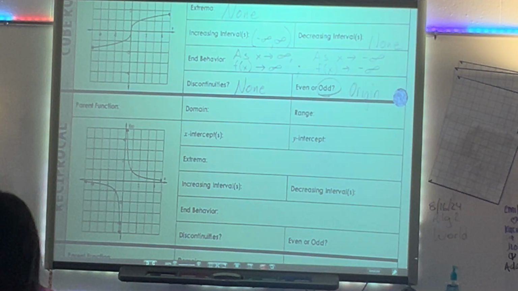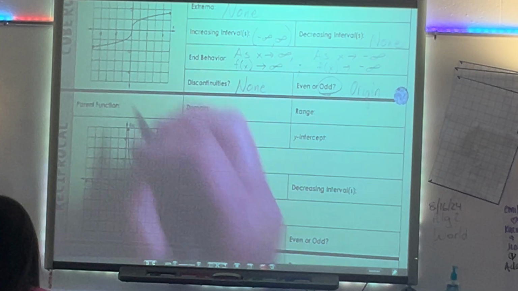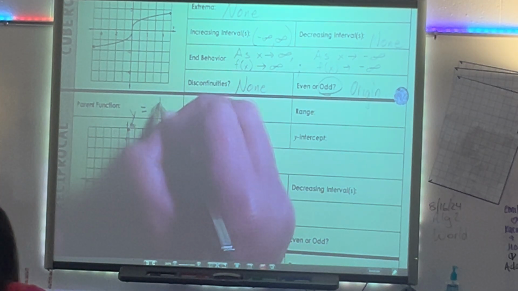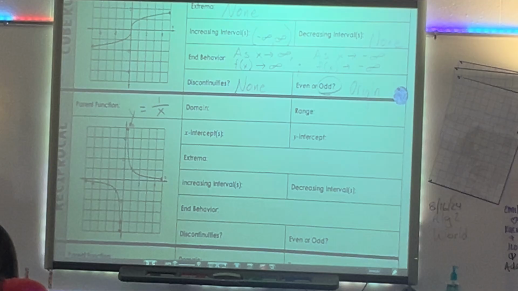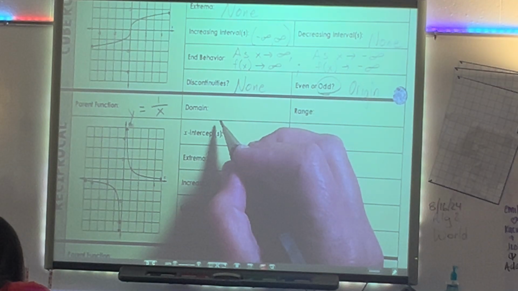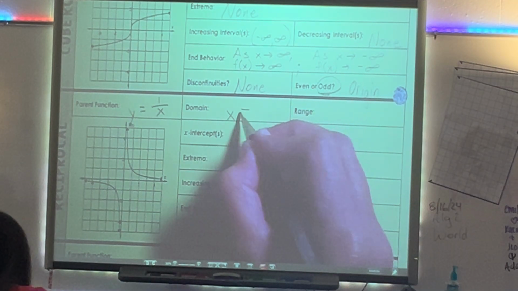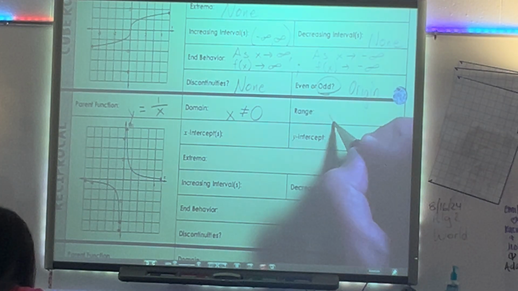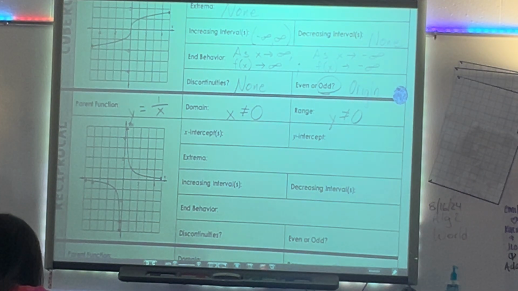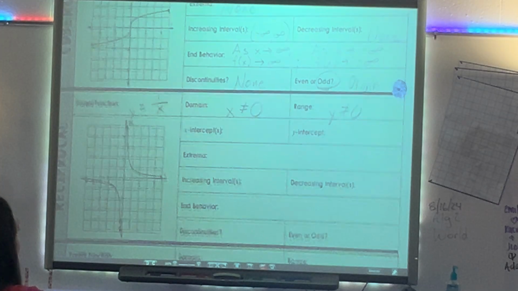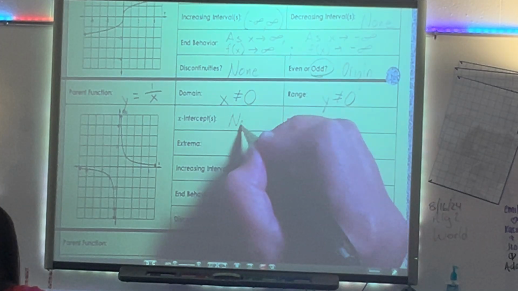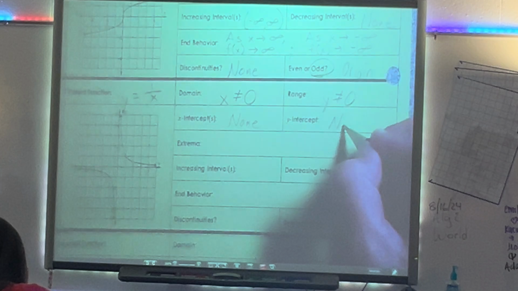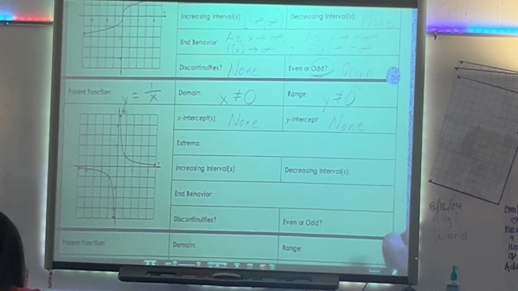Alright, the reciprocal function is y is equal to 1 over x. We did see this one last year. So here when we write the domain, we have to write x not equal to 0 because there's a vertical asymptote there. Same thing on the range: y is not equal to 0 because there's a horizontal asymptote there. There are no intercepts for this particular graph because of the asymptotes.